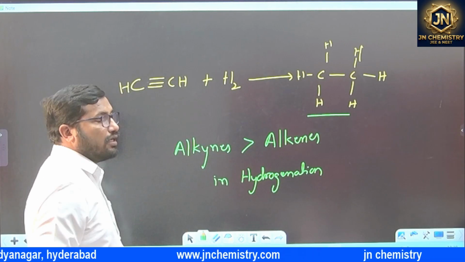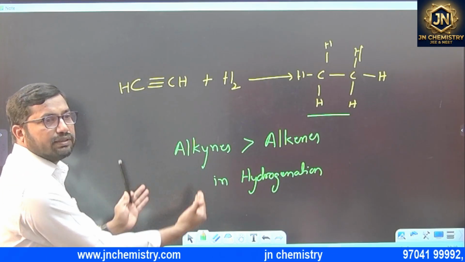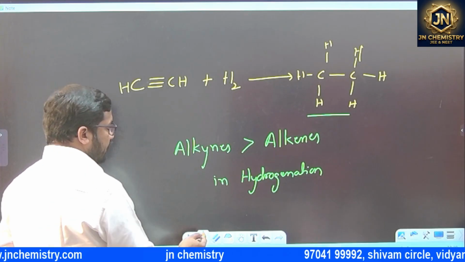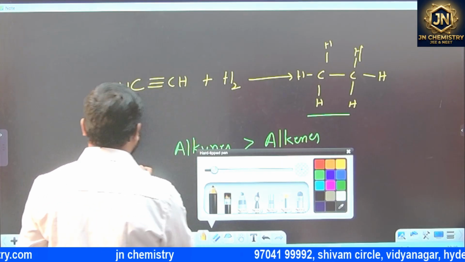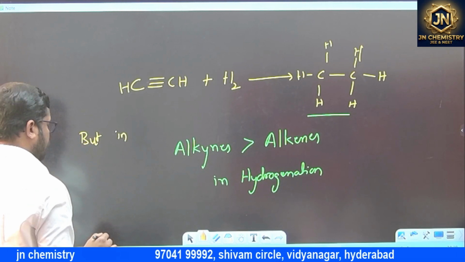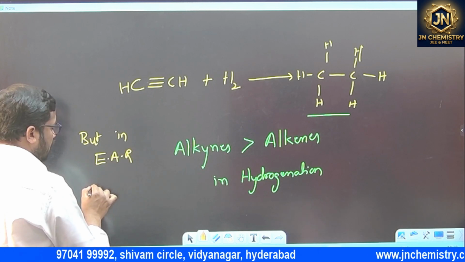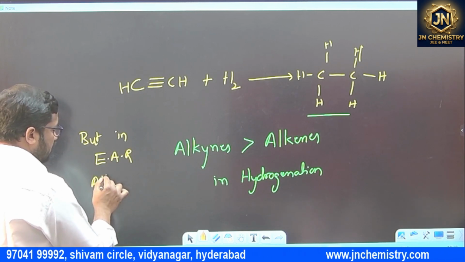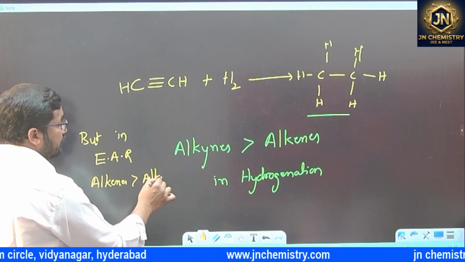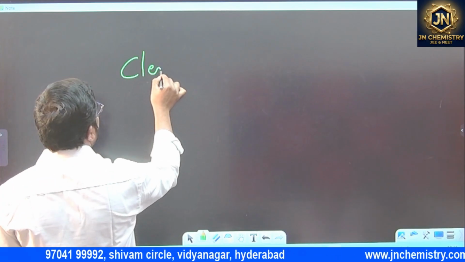Hydrogenation means simply we are adding hydrogen to the alkenes, because this alkene is linear. Linear means the hydrogens come easily and can attack the alkenes. But note, in electrophilic addition reactions, alkenes are more reactive than alkynes. These 2 points are just key notes, very important.